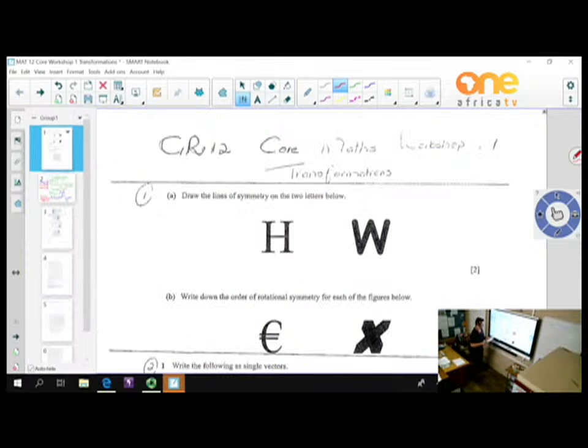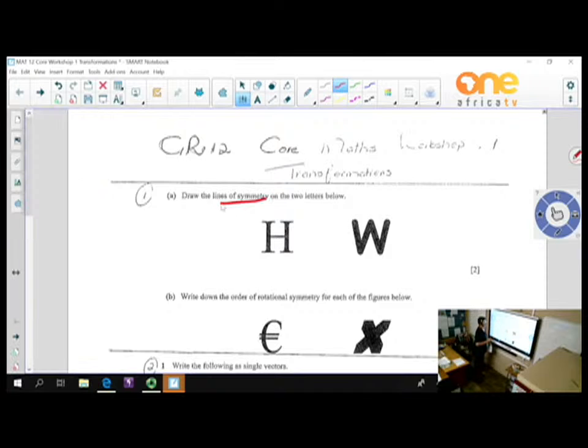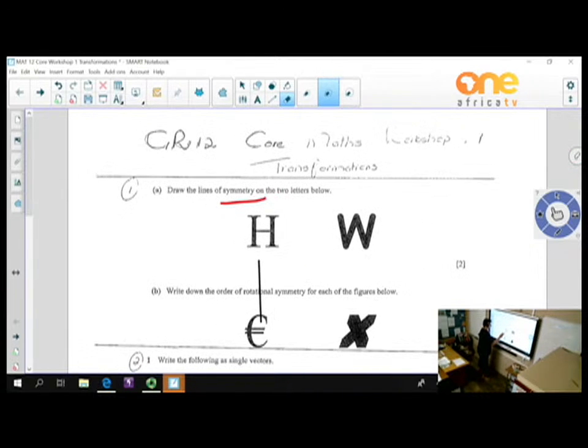Right, so if we look on our worksheet now, the first question says draw the lines of symmetry on the 2 letters below. That means you must be able to fold it so that it looks exactly the same. So the first one's line of symmetry might be here, let's just get it there in the middle. So it will be here and here. This one will only have one line of symmetry right there in the middle.